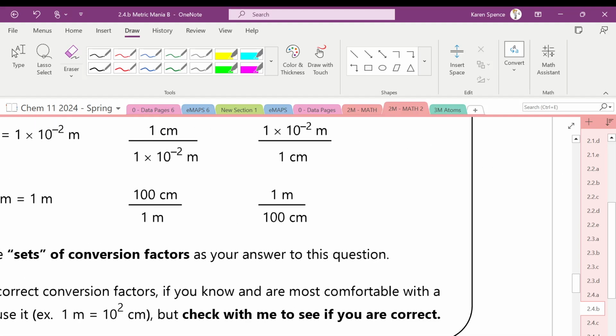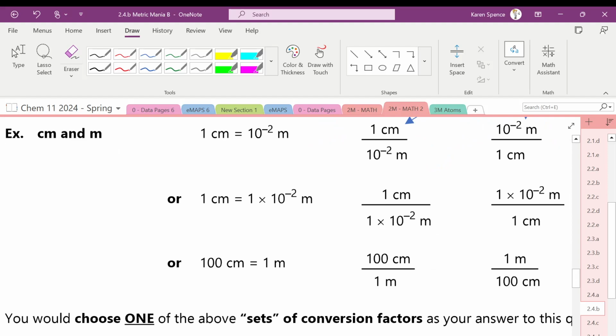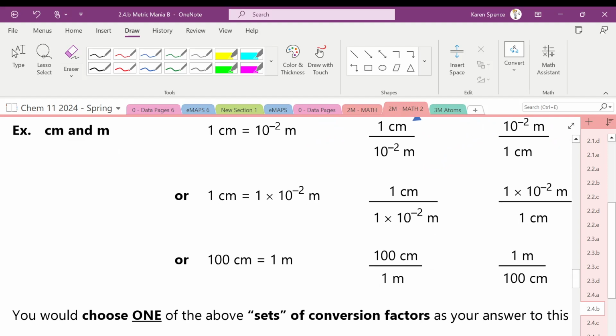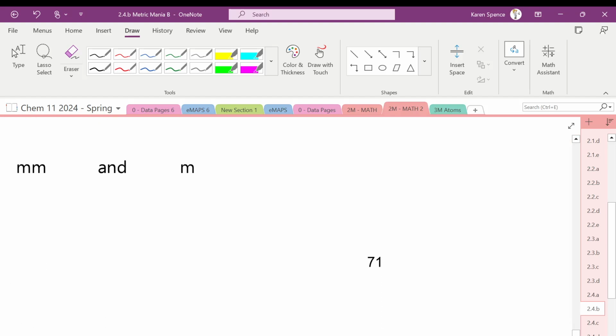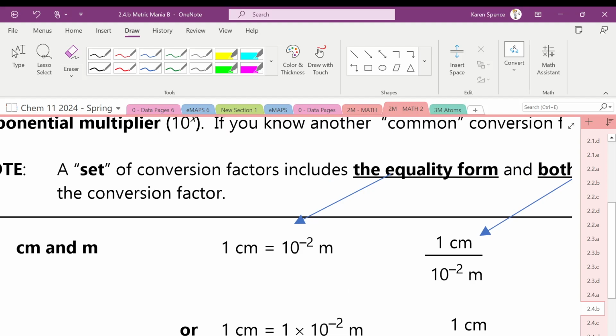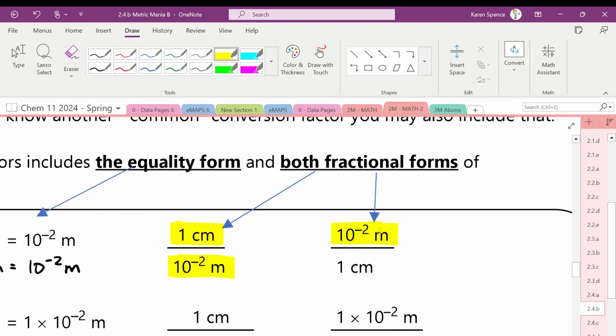Okay, I just wanted to talk to you because you've now done a little bit of practice with that. We're looking at conversion factors. This is on page 71. Hopefully you know by now that 1 centimeter is equal to 10 to the negative 2 meters, yes? Because centi means 10 to the negative 2. So you can write that as a conversion factor where you write the 1 centimeter on the top and the 10 to the negative 2 meters on the bottom. Or we can write the 10 to the negative 2 meters on the top and the 1 centimeter on the bottom. Either way is fine.